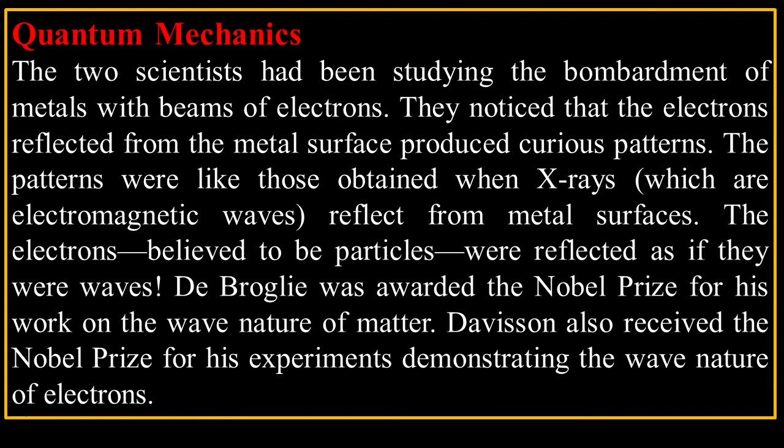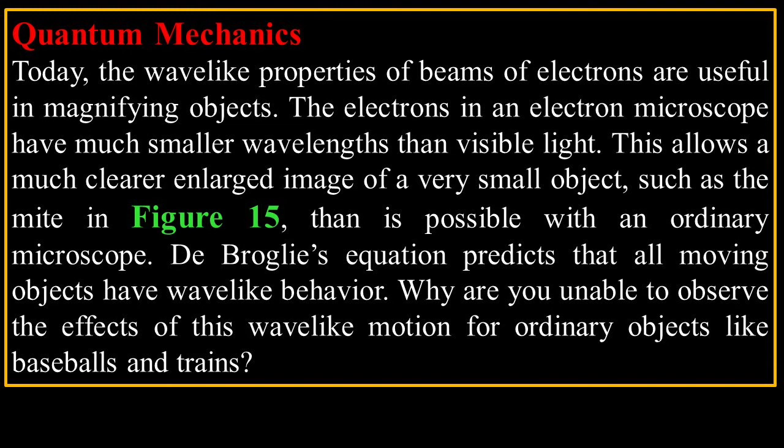Today, the wavelength properties of beams of electrons are useful in magnifying objects. The electrons in an electron microscope have much smaller wavelengths than visible light. This allows a much clearer enlarged image of a very small object, such as the mite in figure 15 on the next slide, than is possible with an ordinary microscope. It looks like it's something out of a horror movie.